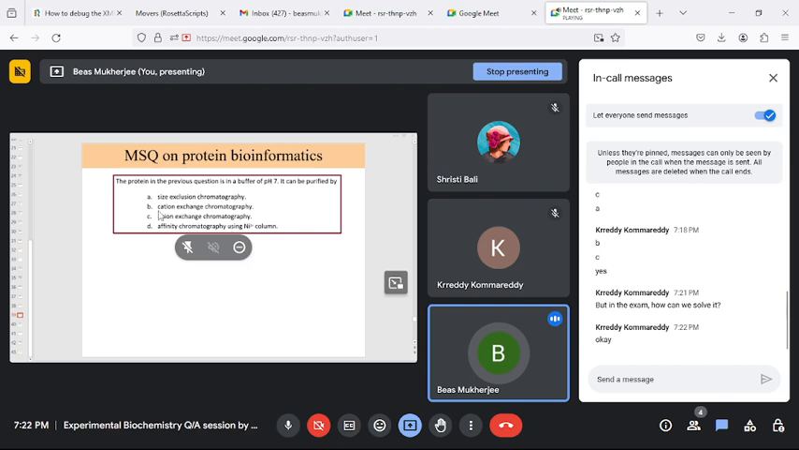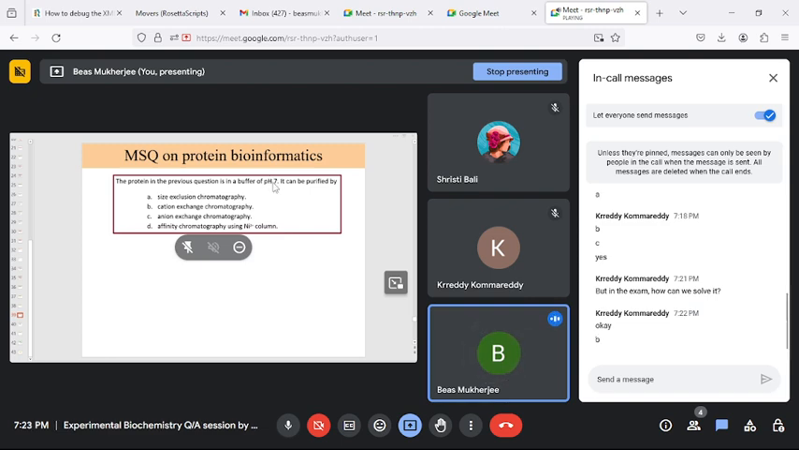So this is actually a continuation of the previous question. They are asking that this protein from the previous question is in a buffer of pH 7. How can it be purified? So we understood that the pI of the protein is basically 10.3. That means if the pH of the buffer is less than the pI of the protein, then what is going to happen? The protein is going to be positively charged, right? Why is it going to be positively charged? Because of the NH3 groups, yes.